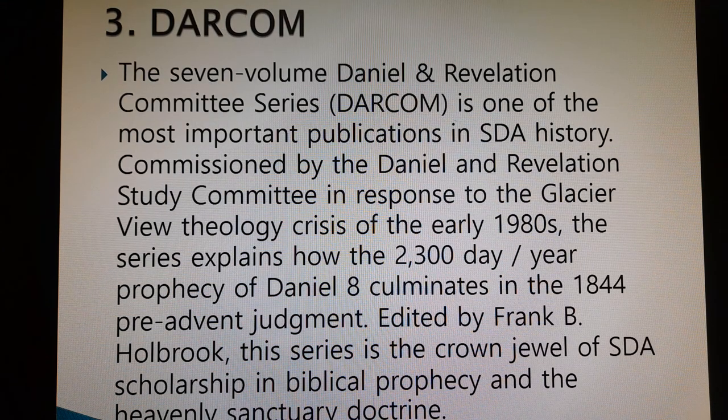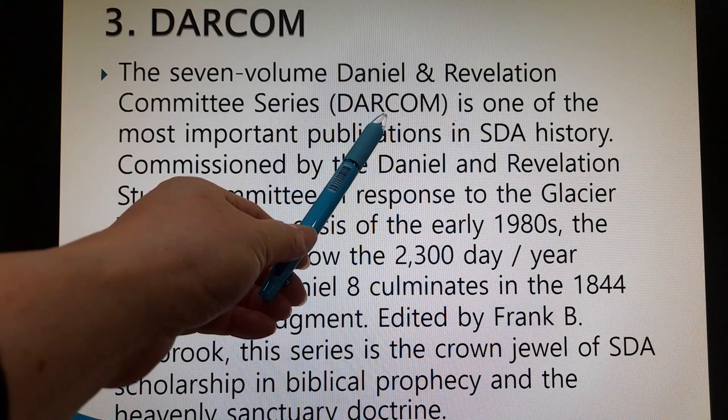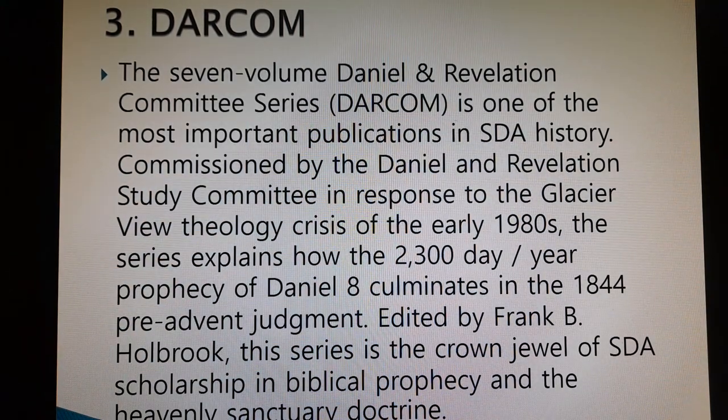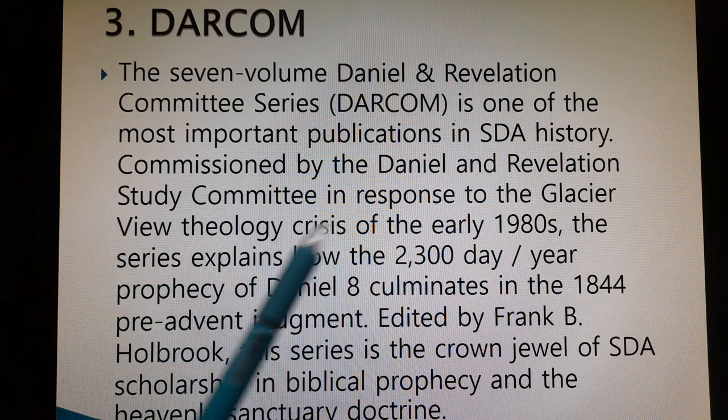DARCOM, the 7-volume Daniel and Revelation Committee series, is one of the most important publications in SDA history. The series was commissioned by the Daniel and Revelation Study Committee in response to the Glacier View theology crisis of the early 1980s. It explains how the 2300 days years prophecy of Daniel 8 culminates in the 1844 pre-Advent judgment.